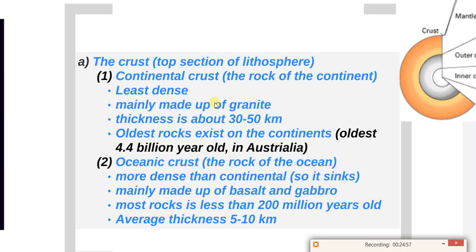The oceanic crust is more dense than the continental crust, so when they come together, it will sink into the earth. It's mainly made up of rocks of basalt and gabbro, as I said before, and most rock is less than 20 million years old. The average thickness is only 5 to 10 kilometers thick.